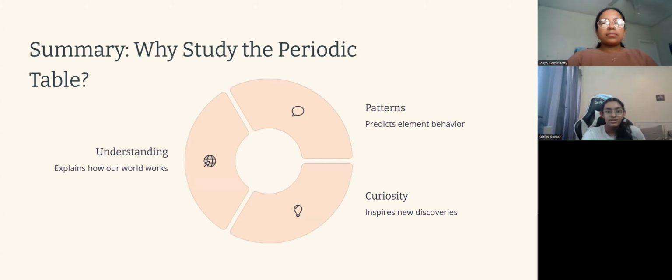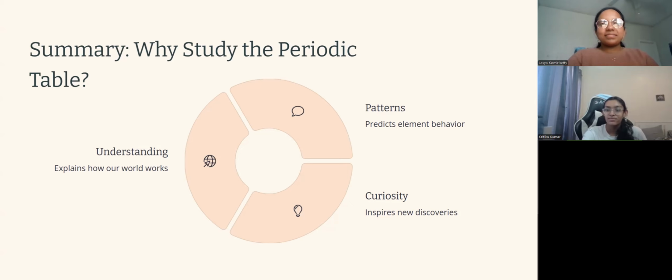Now we're on to our summary. So, why study the periodic table? That is because of our understanding. Understanding the periodic table can explain how our world works. And a lot of the elements are usually found in the ground, but probably not anymore, so do not try digging up your yard. Unlikely to find gold in there.